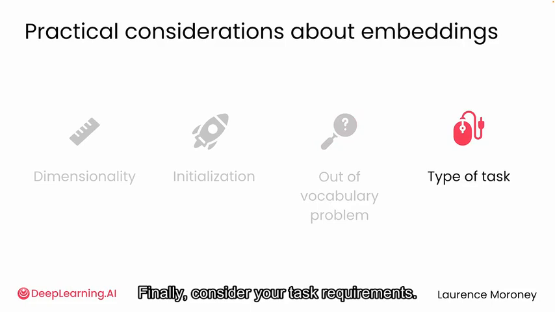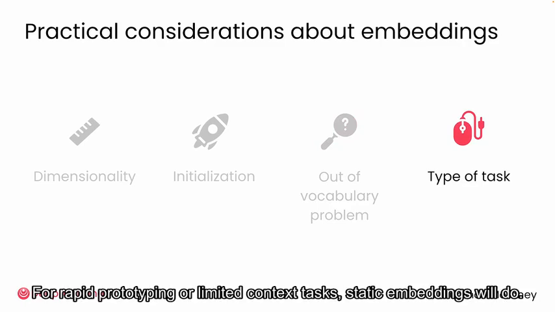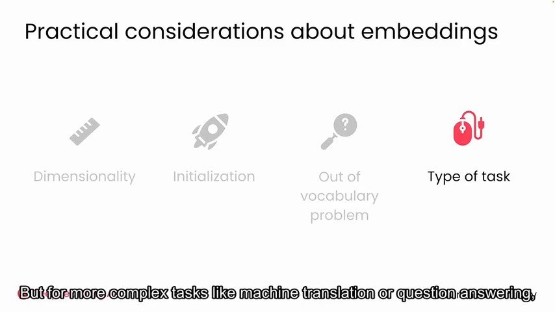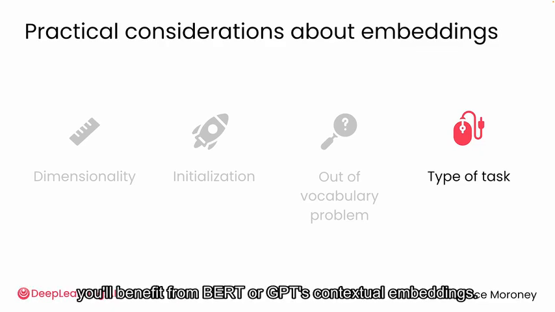Finally, consider your task requirements. For rapid prototyping or limited context tasks, static embeddings will do. But for more complex tasks like machine translation or question answering, you'll benefit from BERT or GPT's contextual embeddings.